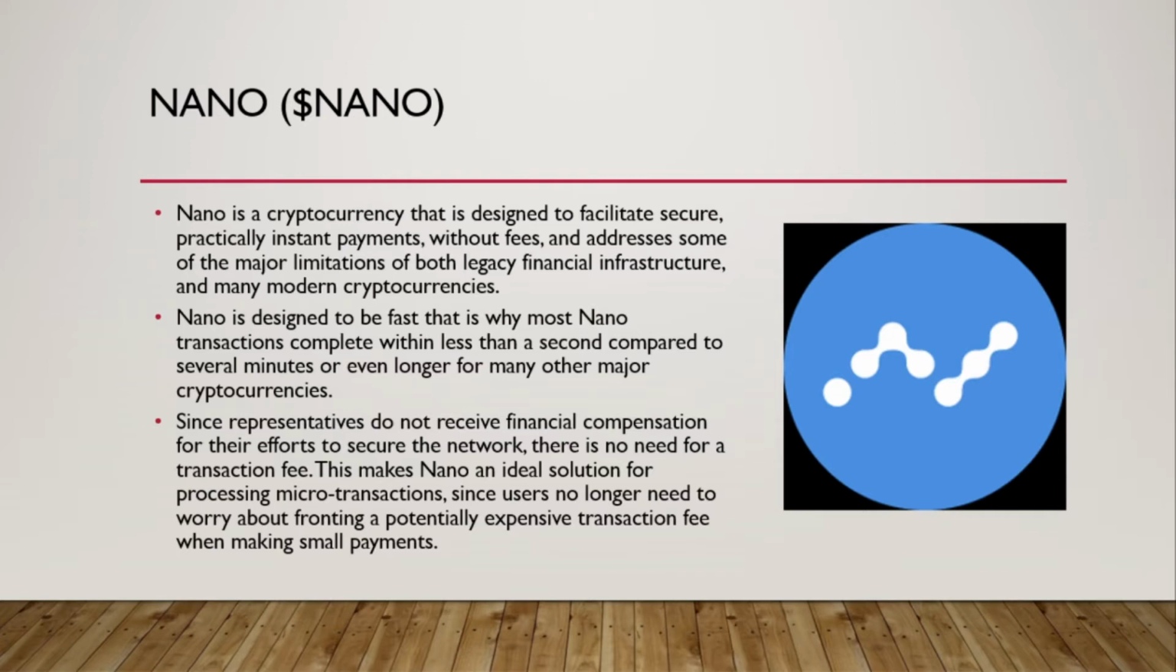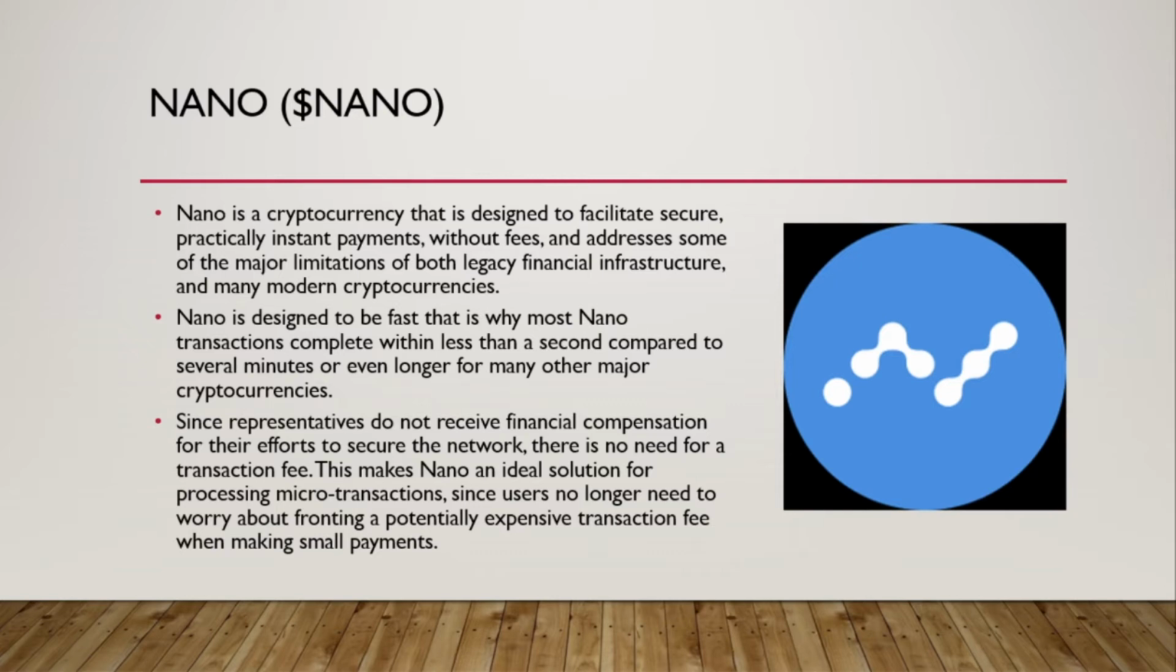NANO. NANO is a cryptocurrency that is designed to facilitate secure, practically instant payments without fees, and addresses some of the major limitations of both legacy financial infrastructure and many modern cryptocurrencies. NANO is designed to be fast. That is why most NANO transactions complete within less than a second, compared to several minutes or even longer for any other major cryptocurrencies. Since representatives do not receive financial compensation for their efforts to secure the network, there is no need for a transaction fee.